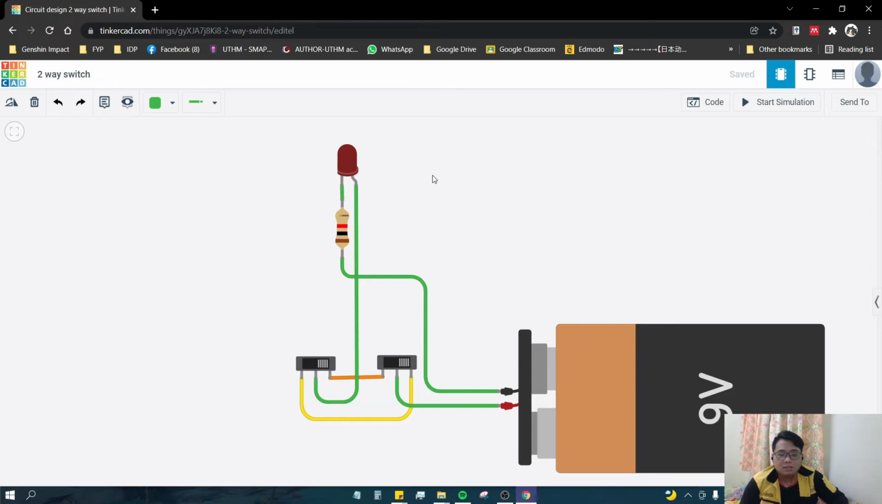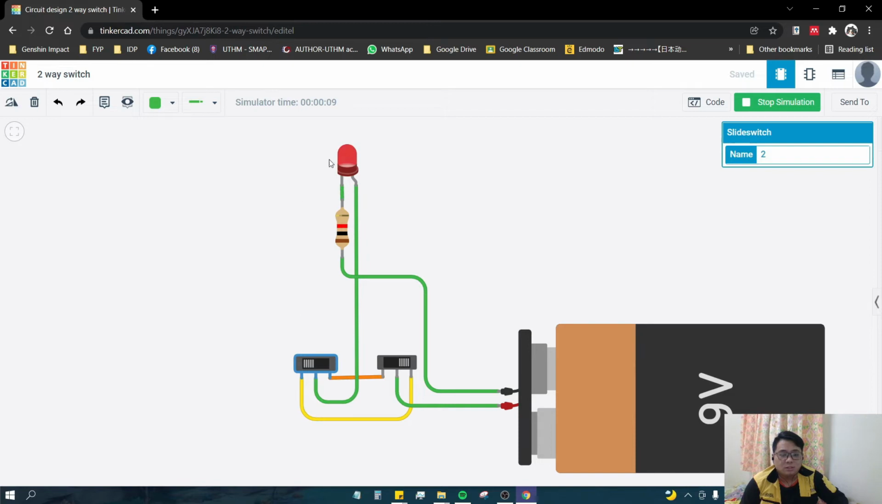So let's start the simulation. First, we turn on this switch. You can see that the LED is on, and we close it back and try this one. The LED will also turn on.